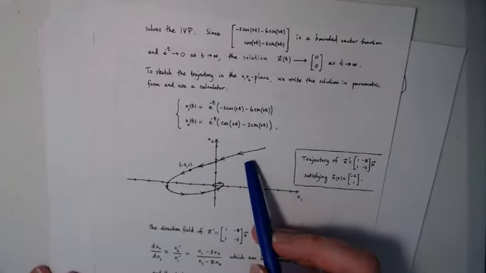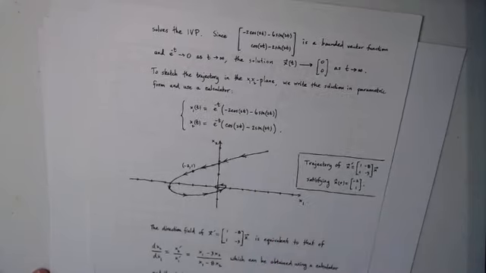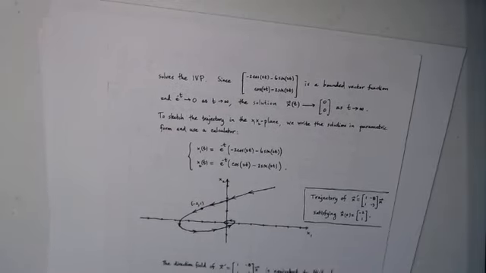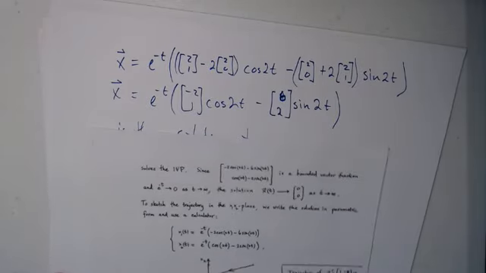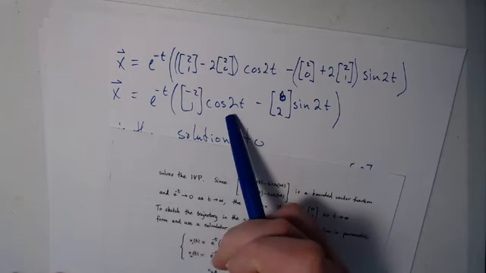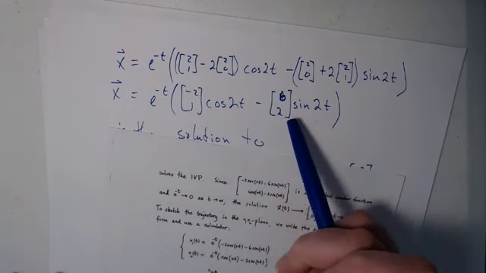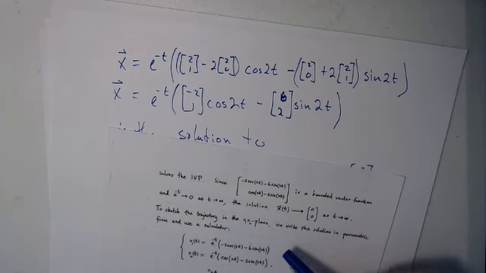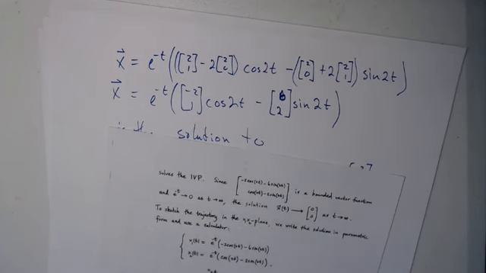But this is a graph of the particular solution that we found. That one: e to the negative t times this vector cosine 2t minus that vector times sine 2t. All this is just writing it back out in parametric form.